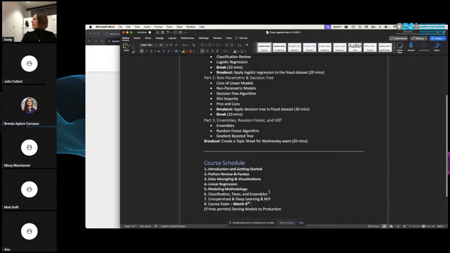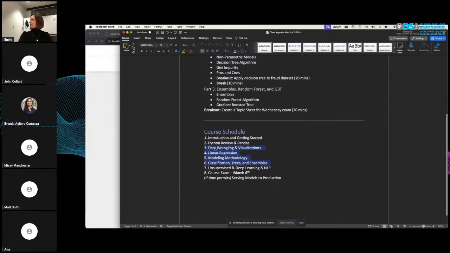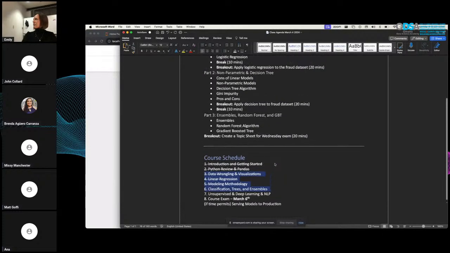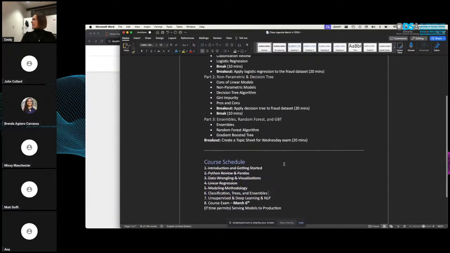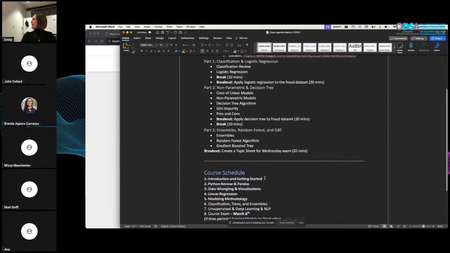So what the exam will mostly cover is really just these topics here. I mean, maybe a little bit of data wrangling. I have to think about that. Got to go back and look at what's in there, but potentially that, but really just mostly linear regression, modeling methodology, classification, trees, ensembles. So that's going to be the core content of that.